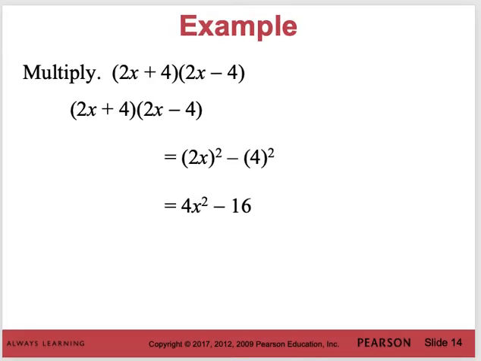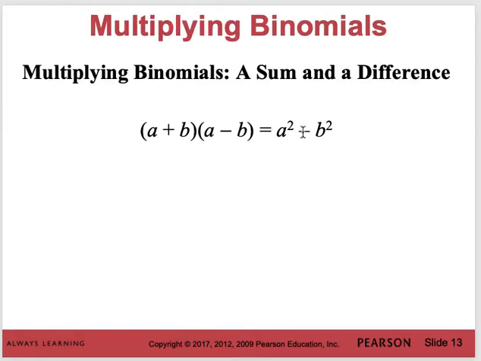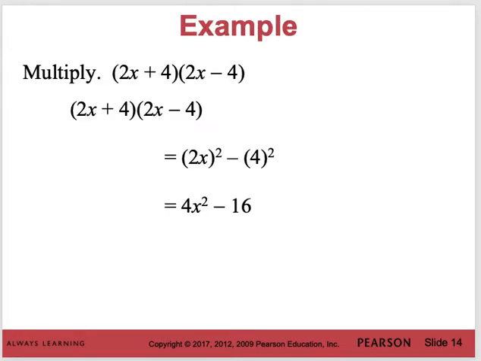Here's an example. 2x plus 4 times 2x minus 4. So this is our a plus b times a minus b. Our first term is 2x, and our second term is 4. So if we look back at our formula, we would say a squared minus b squared. So that would be 2x squared minus 4 squared. 2x squared gives us 4x squared, because we would raise both the 2 and the x to the second power, and 4 squared would equal 16.